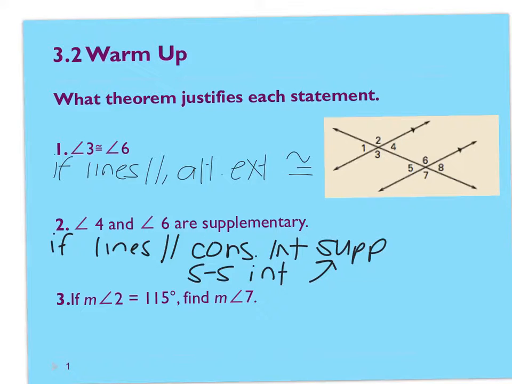Number 3, if angle 2 is 115, find the measure of angle 7. So if this is 115, what's the relationship between 2 and 7? Alternate exterior, and if the lines are parallel, alternate exterior angles are congruent. So this is 115. Questions on any of those?